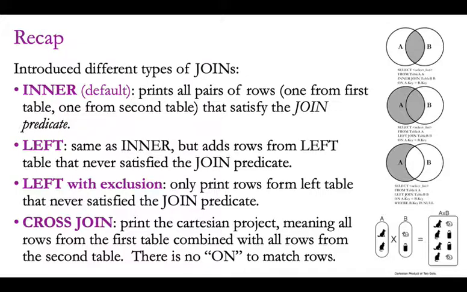Yeah, question? How do you do left with exclusion? It's really tiny here, but you take the same left join, and you add to it a where condition that filters out the middle part. The way you filter out the middle part is to check to make sure that a value from the right-hand side is null. The right table is null.